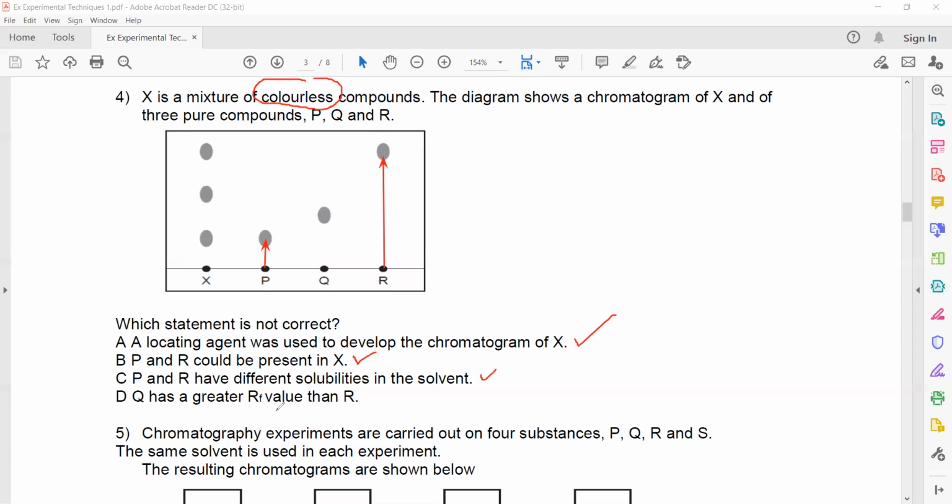Q has a greater RF value than R. That's wrong. Why? Because when you work out the RF value, if the spot moves a greater distance, then it will have a higher RF value.